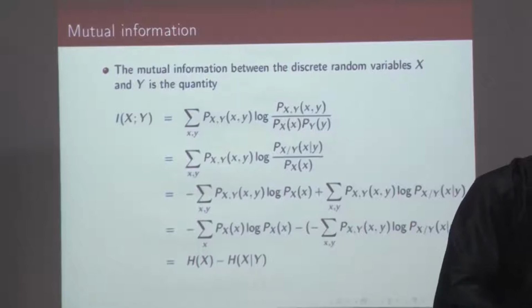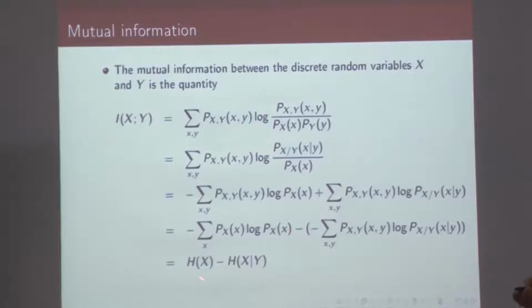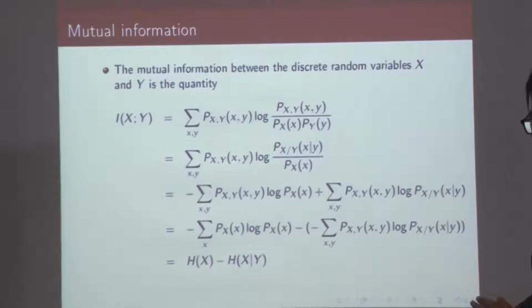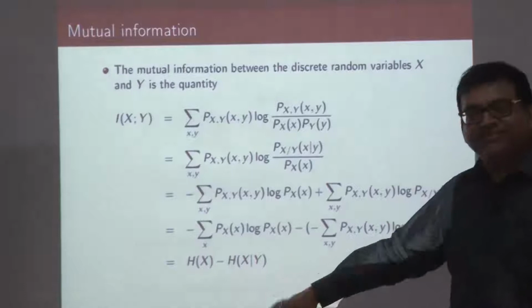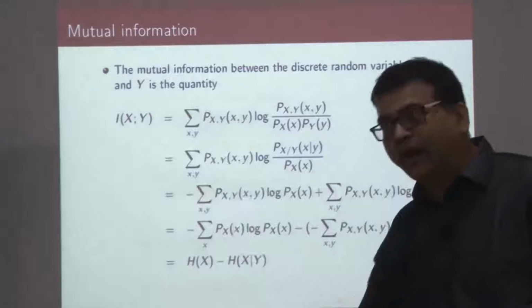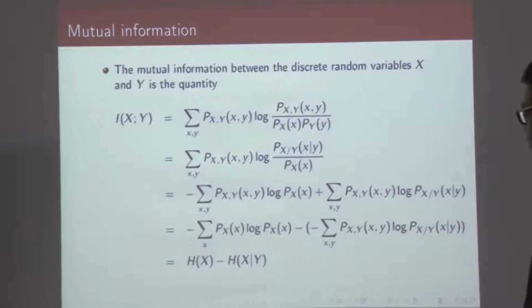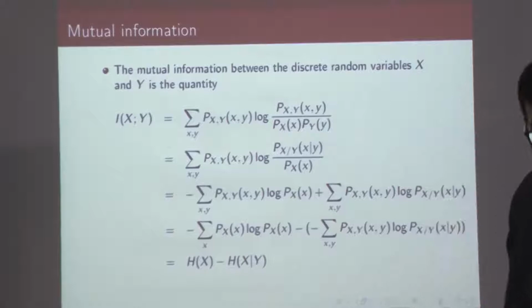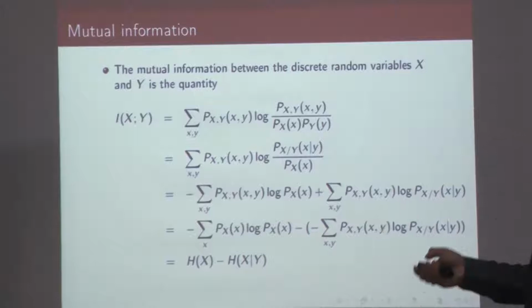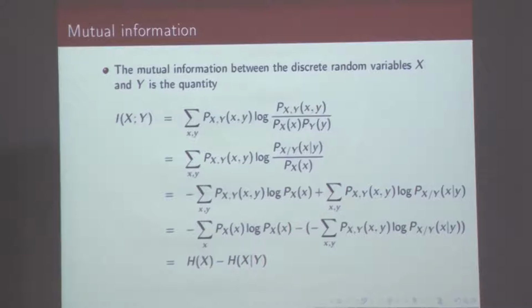What I have shown you is that mutual information is the information conveyed by Y. What is the amount of information conveyed by Y about X? Now I am going to show you this is the same as whatever information X is conveying about Y, and that is why the term mutual. I am going to show you this is the same as H of Y minus H of Y given X, and that is why the term mutual information. So this is the information which the other random variable is conveying about X and Y.